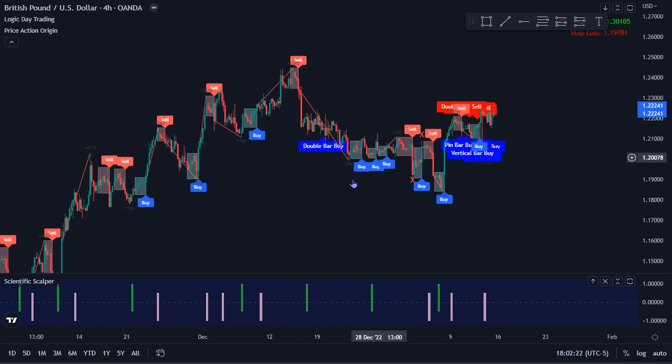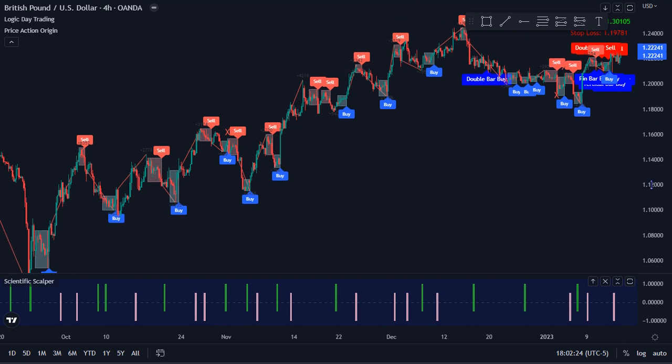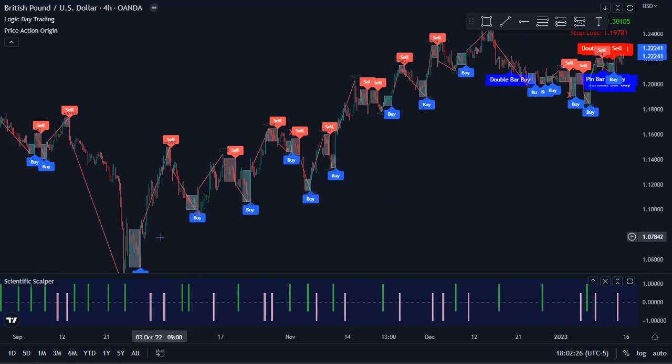But again, just with these couple indicators, like I said, some great trades to ride all the way up for a good 5, 6, 7 weeks with the British pound, US dollar, all in here. Just with these Indicator Vault indicators, the Scientific Scalper and the Logic Day Trading.